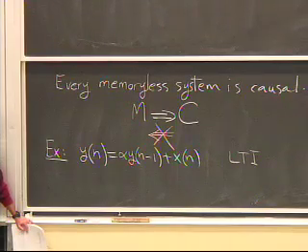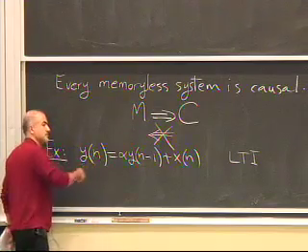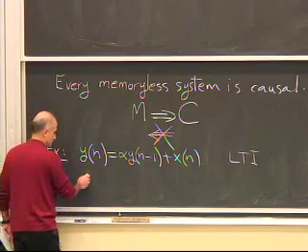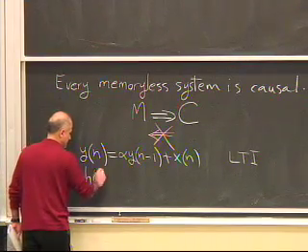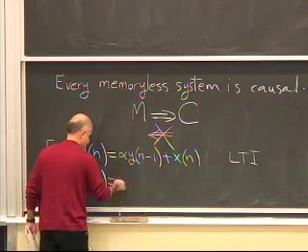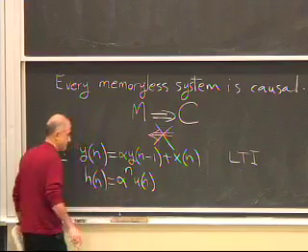What was the impulse response of this system? You remember? I mean, you'll see this example so many times, you've got to etch it into your minds. h of n is alpha to the n, u of n. Okay?